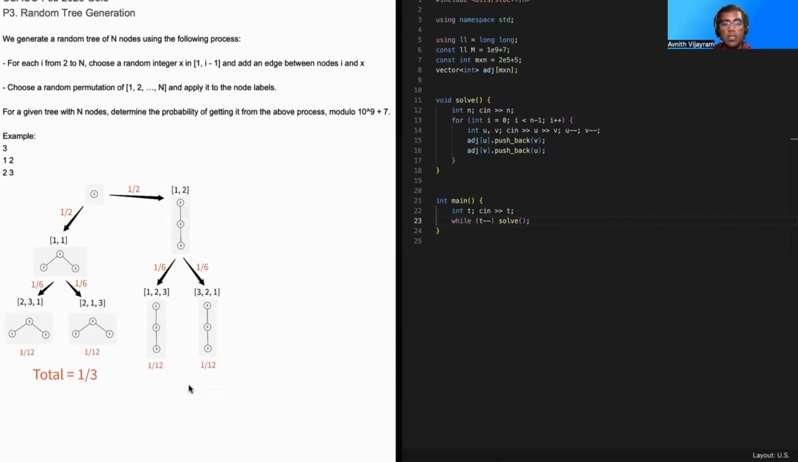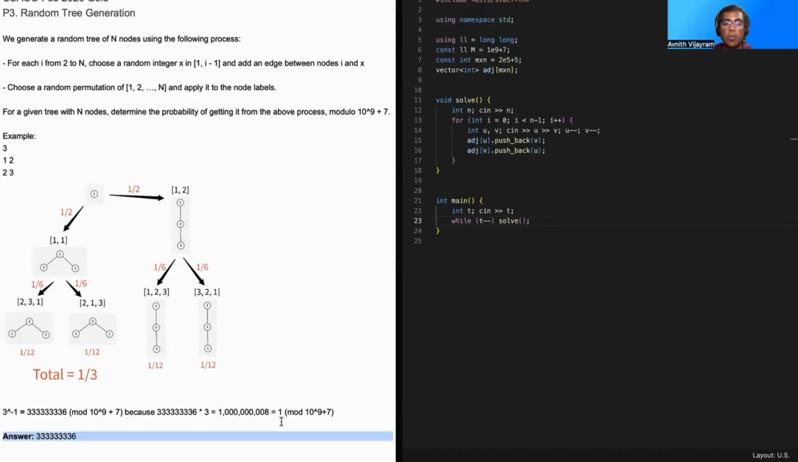To output this, we need to find the inverse of 3 modulo 10^9 + 7. It turns out to be this number here, because if we multiply this number by 3, it gives us 1 modulo 10^9 + 7. So the answer that we'd output is this number.